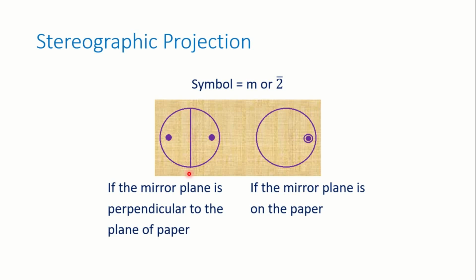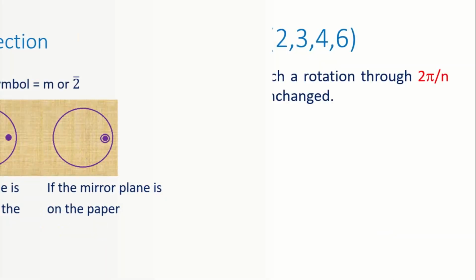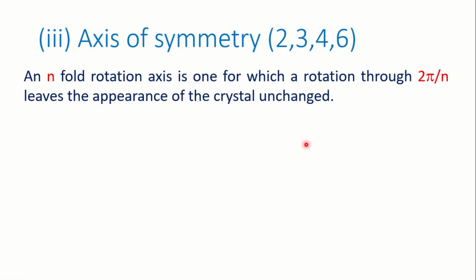If this is the plane of symmetry and this is the lattice point, then on the same paper, on the same plane, it is repeated. If the plane of the paper is the mirror, then the empty circle becomes a solid disk, or the solid disk becomes an empty circle. Okay, move on to the third symmetry element, which is axis of symmetry.